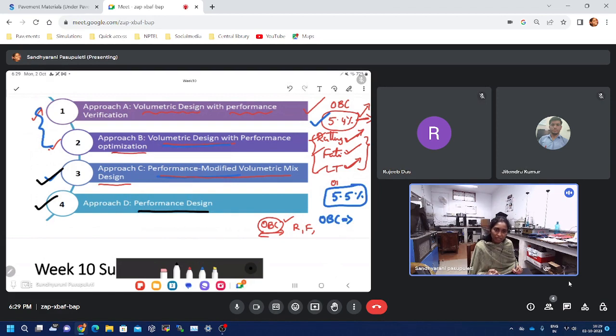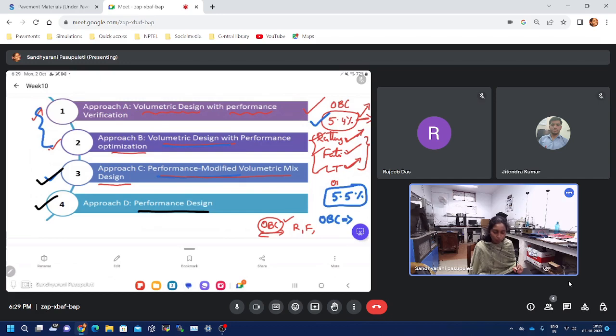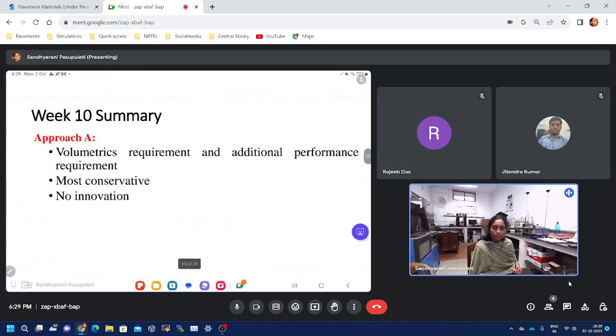So initially we select the aggregate gradation, we select the trial binder contents, we prepare the specimens, and we test those specimens for rutting, fatigue, and distresses. Once they are satisfied, we again prepare the specimens at the OBC, then we check those specimens for moisture damage, and if that is satisfied, we will say that this is the final OBC, because we are not going to check any of the volumetrics.